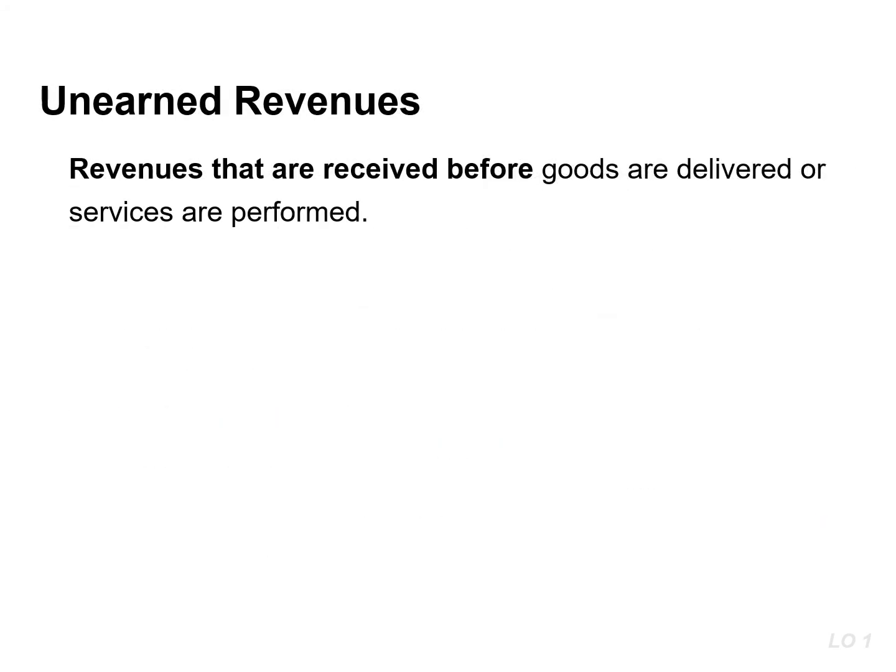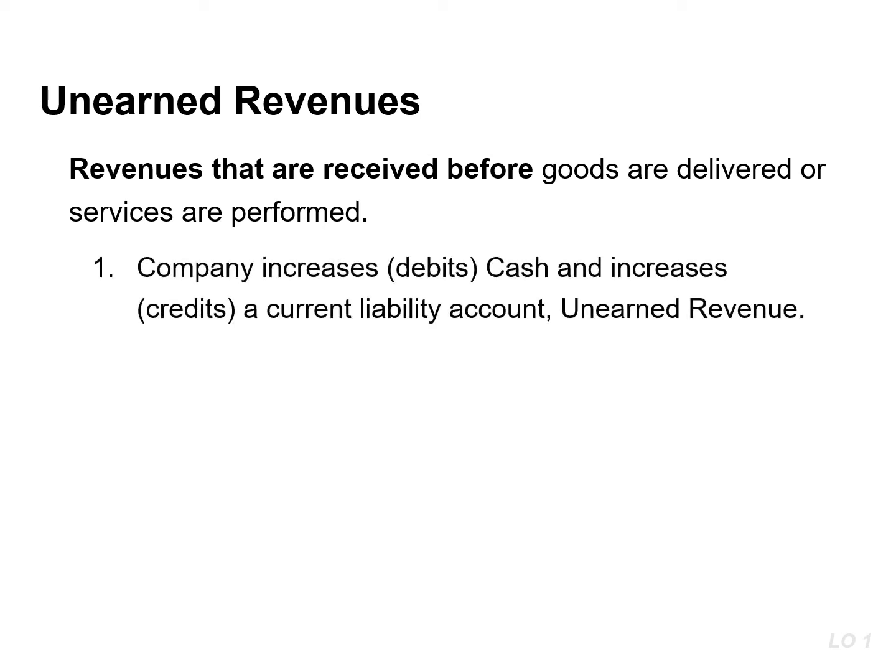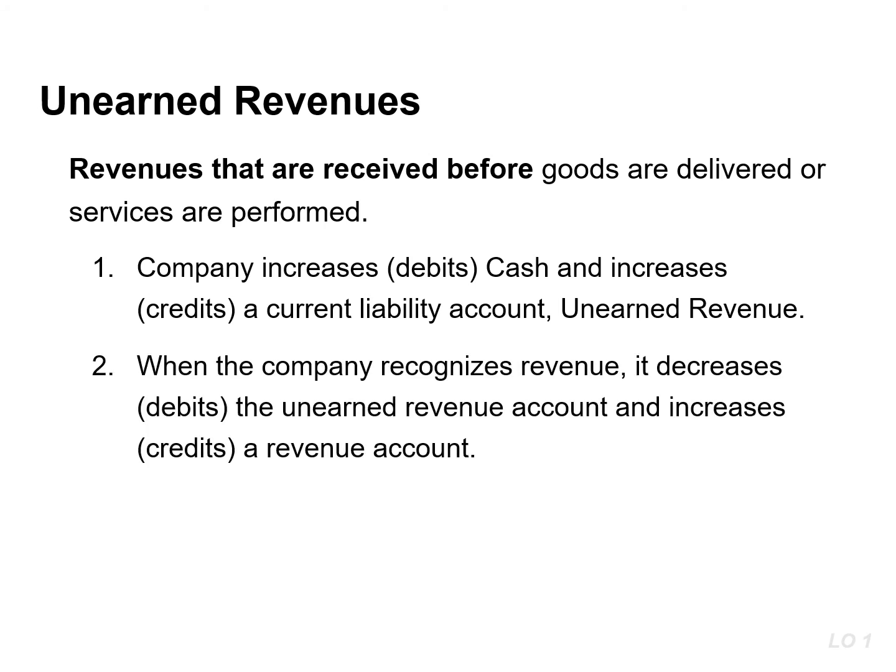Unearned revenue, also called deferred revenue, arises when a business receives cash in advance of performing work. The company has an obligation to provide goods or services to the customer in the future. When the company receives an advance, it increases or debits cash and increases or credits a current liability account, unearned revenue. When the company recognizes revenue, it will decrease or debit the unearned revenue account and increase or credit a revenue account.